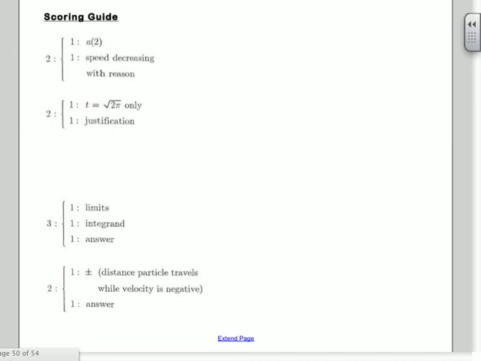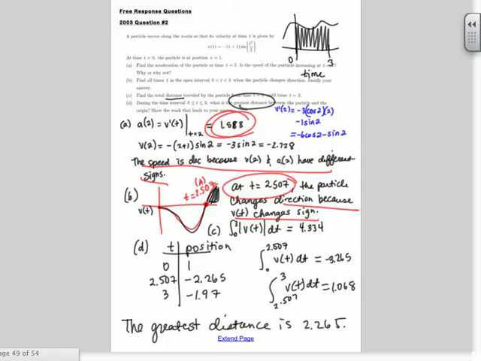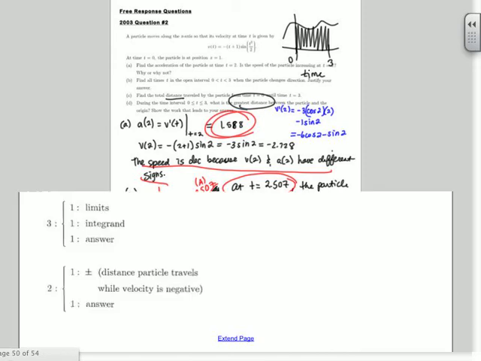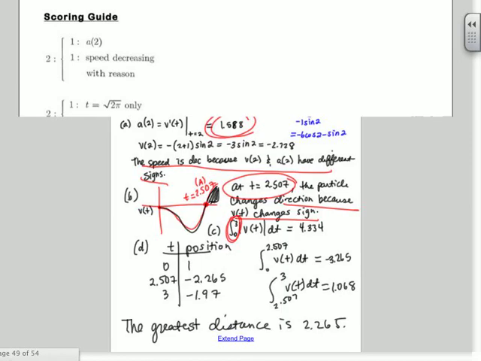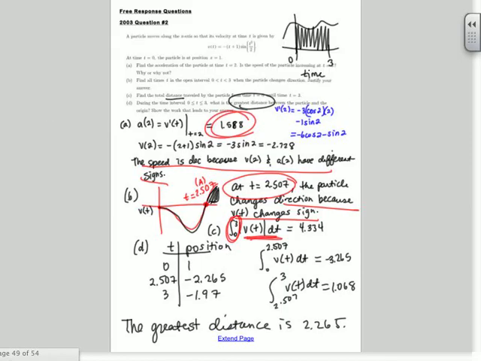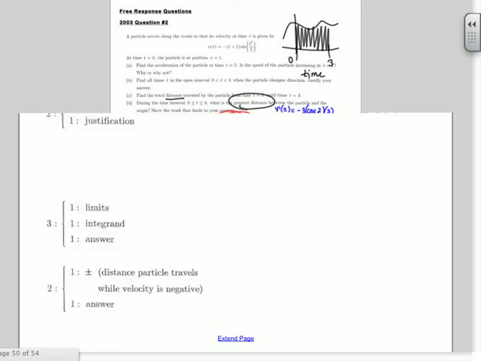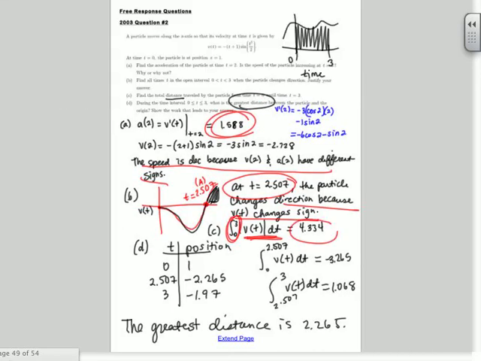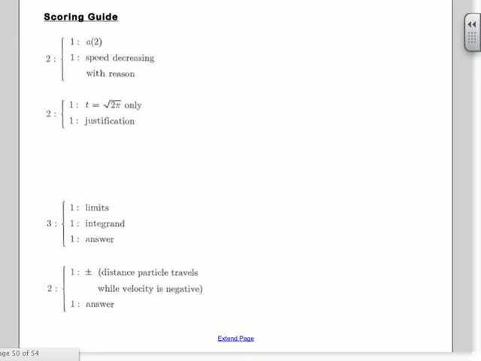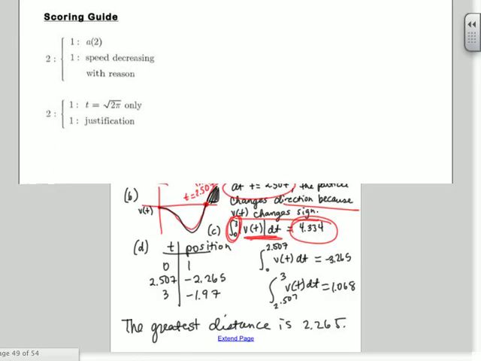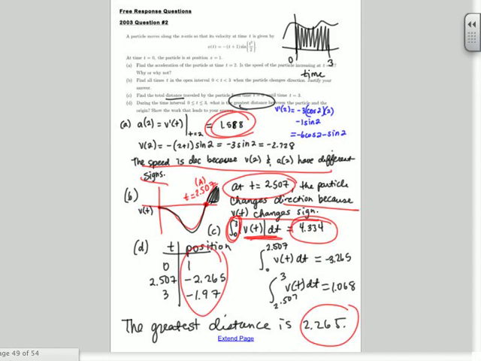Then C and D were a little bit harder. So 1 point for having the correct limits, 0 to 3. Those are called limits of integration. 1 point for having the correct integrand, the part next to the integral sign, so the absolute value of v of t. 1 point for the answer, 4.334. Part D, 1 point for knowing that your distance could be positive or negative, and then 1 point for the answer. Okay, does this make sense?